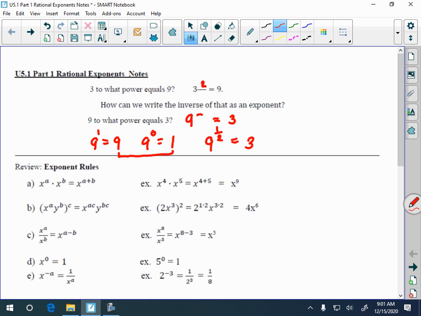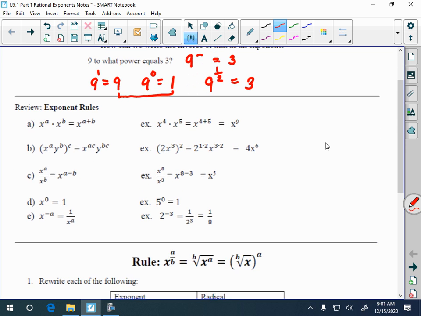All right, so we want to remember our exponent rules. So this is all from Algebra 1. And these exponent rules are going to keep coming back, and we're going to use these exponent rules when we talk about the operations. So if we're multiplying or dividing or raising exponents to exponents, what are those rules? And they're going to keep coming back this semester when we get into exponential equations and log equations.